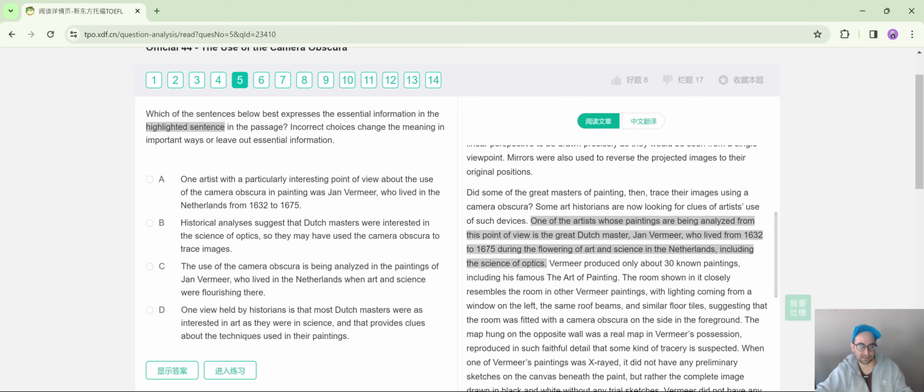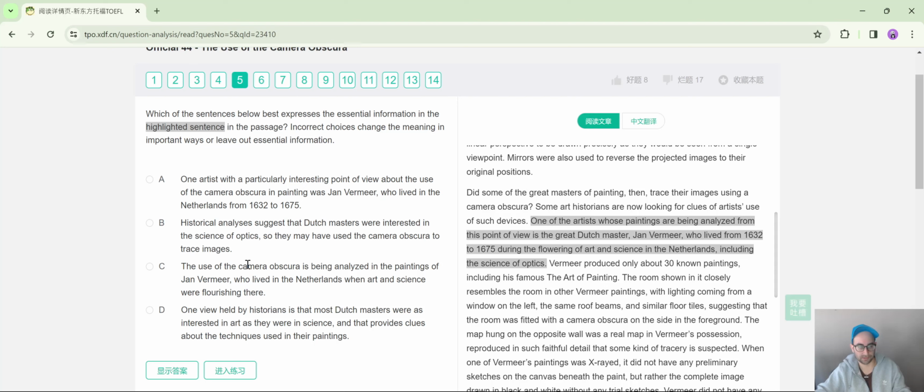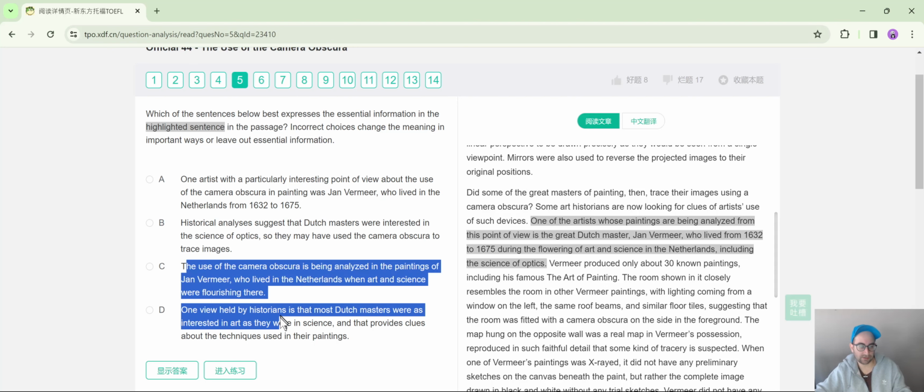So historical analyses suggest that Dutch masters were interested in the science of optics, so they may have used camera obscura to trace images. So right away, red flag: Dutch masters. Where's Jan Vermeer? They should be focusing on him, right? He's the important guy here. But this is really vague, wrong. So eliminate. Now you're down to choice C and D.